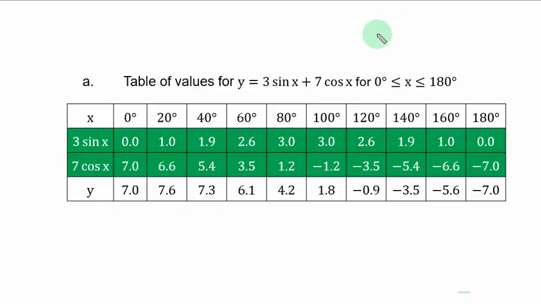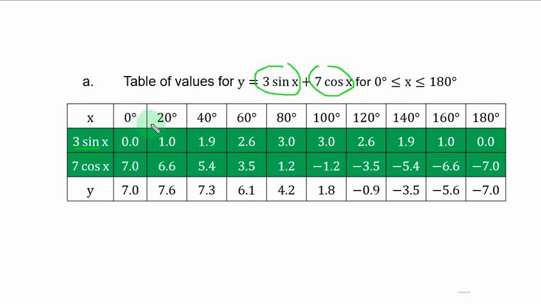A part of the question is to complete the table of values, and to do that you need to compute two things, 3 sin s and 7 cos s, after which you add them together. So you take the first term, 3 sin s. This is how you do it. When s is 0 degrees, you check sin 0, and that is 0. Multiply it by 3, you also have 0.